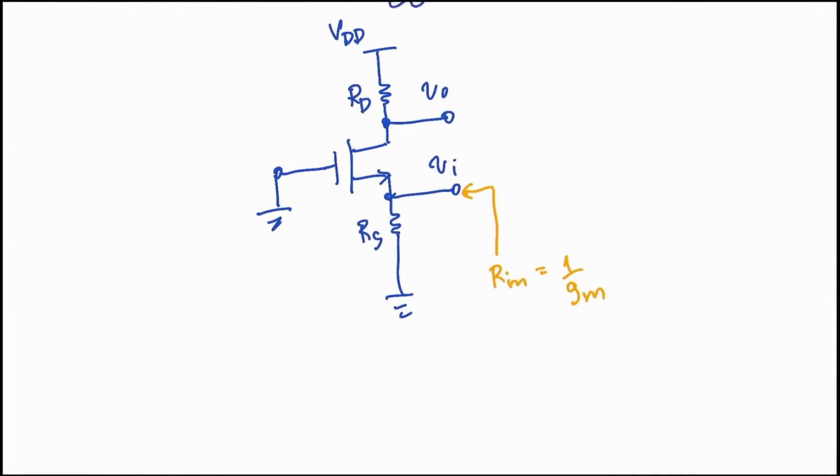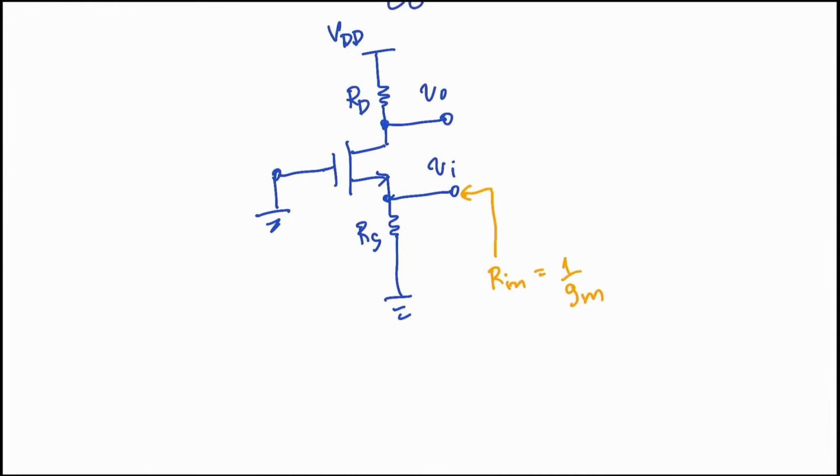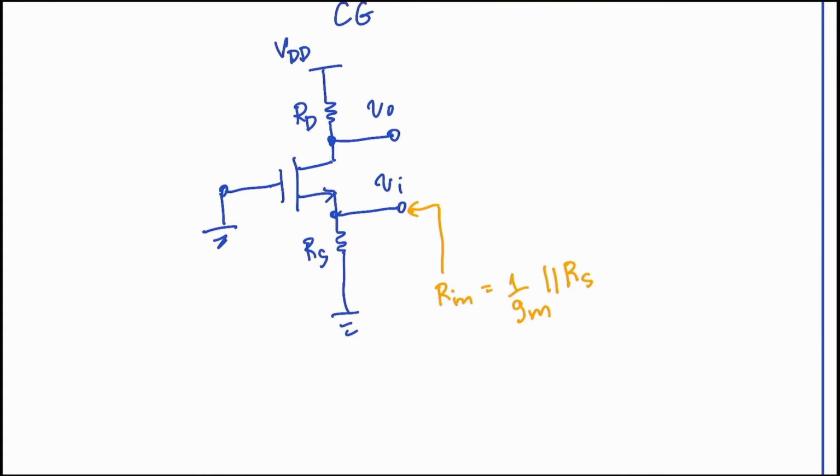Actually, if we connect it this way, what will the value be? For R input, we have the source side going to ground, right? And we also have this RS going to ground as well. This R is also in parallel with RS. So if we choose a large RS, right? R input will be approximately 1 over GM, that's it. Okay, I hope this doesn't cause any confusion. What about R output? The R output is just RD, that's all.